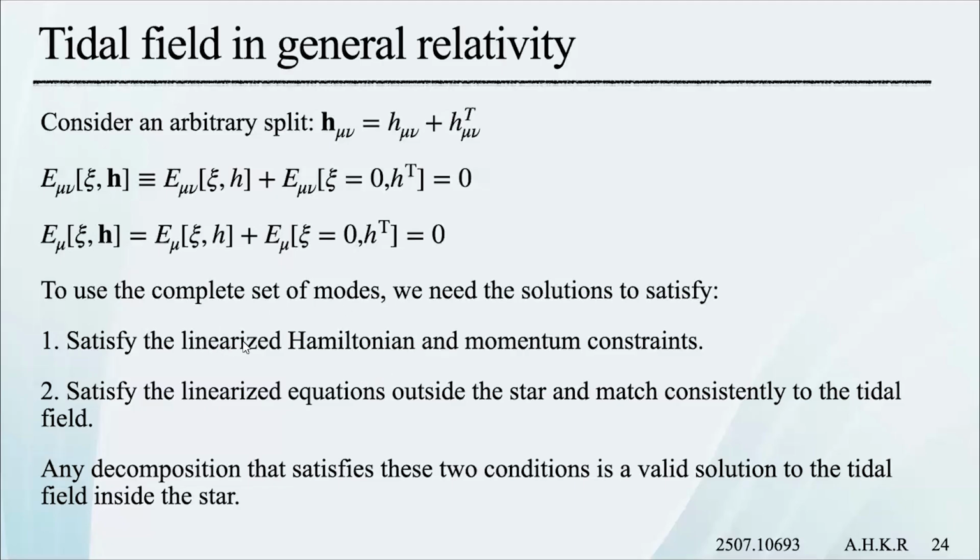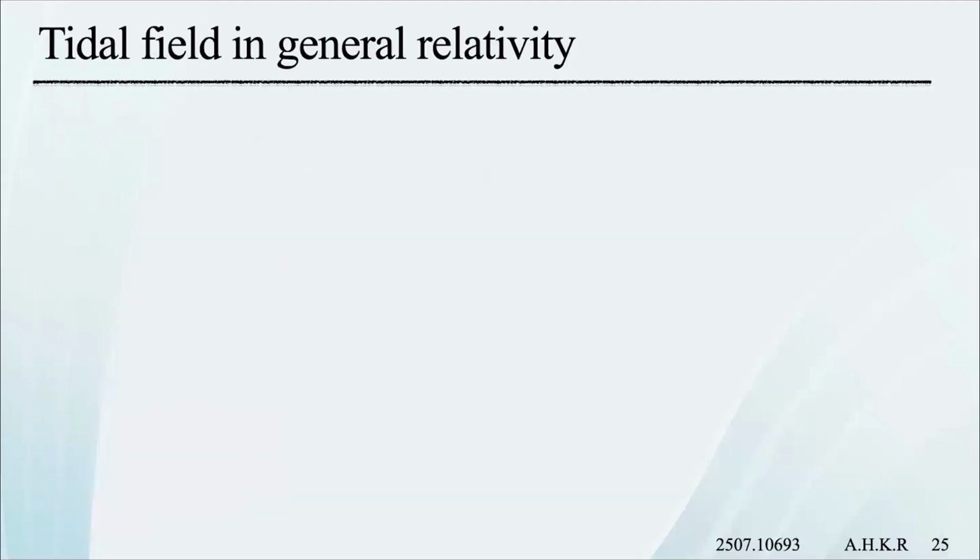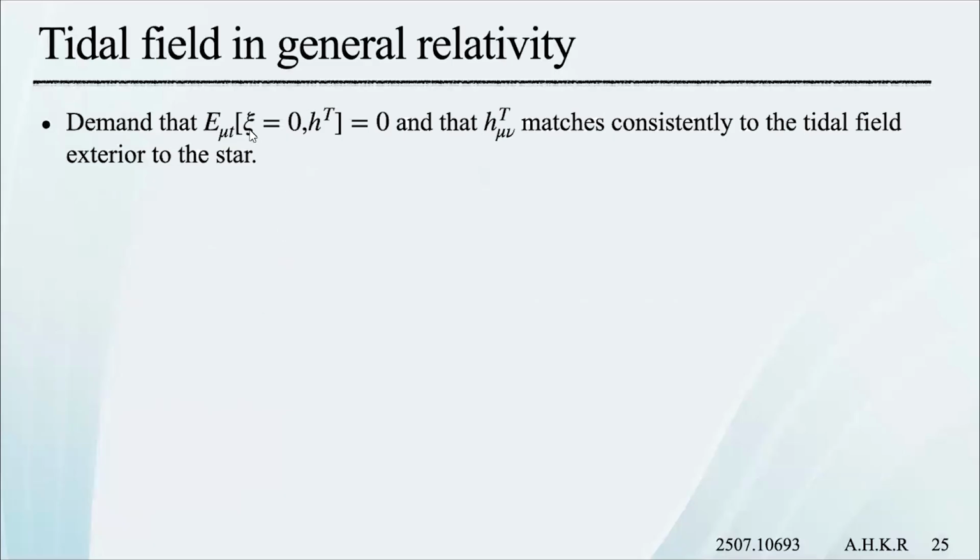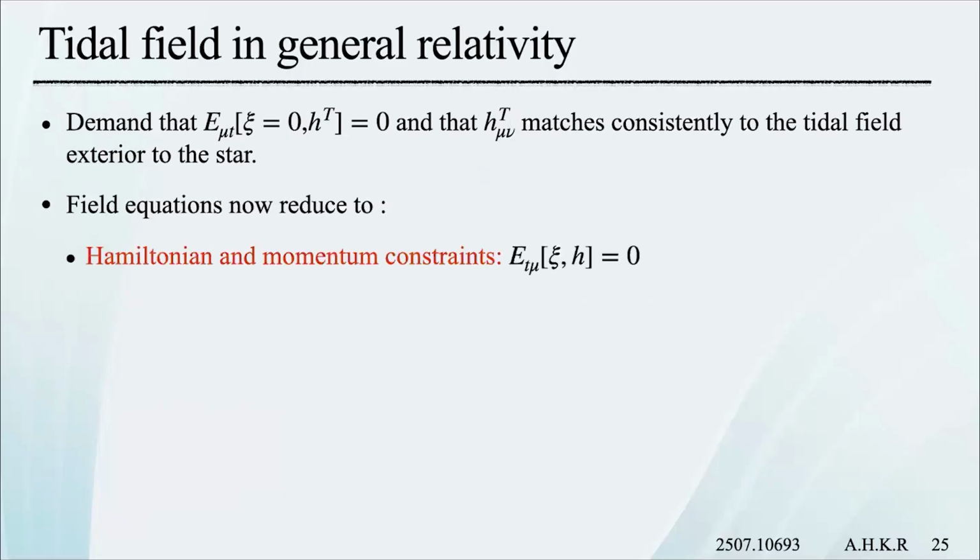So yeah, we will demand these two conditions, and what do they mean? So you have to set this sort of contribution. The t here is the time component, so all the time components of the constraints have to be satisfied, and then the tidal part of the metric perturbation has to consistently match to the tidal field exterior to the star. And then if you use this as your restriction, then the field equations for the self field are the Hamiltonian momentum constraints of the theory.